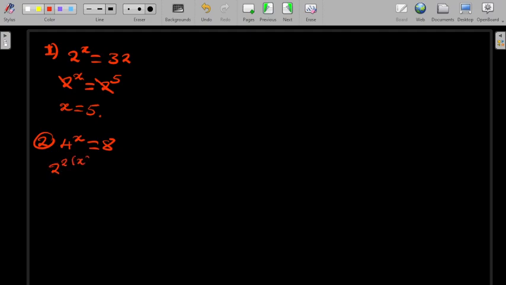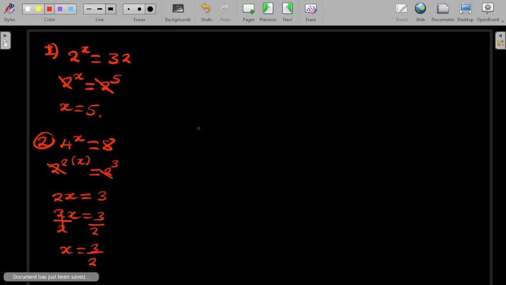Remember there is the power which is x. Then this will be equal to 8, which can be written as 2 to the power 3. Now since the bases are the same, you cancel them and set the powers. So 2 times x gives 2x, which is equal to 3. Now we divide by 2 throughout, so that we solve for x. So x becomes 3 over 2. This becomes the value of x.